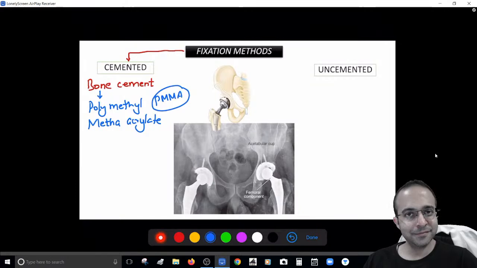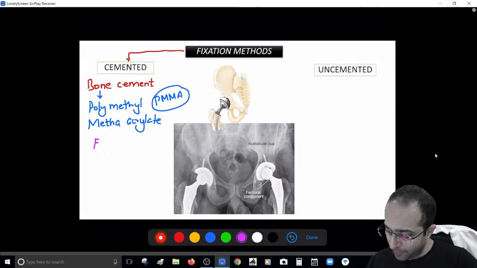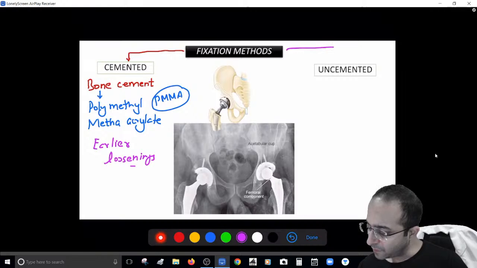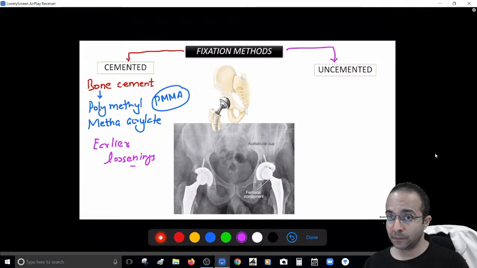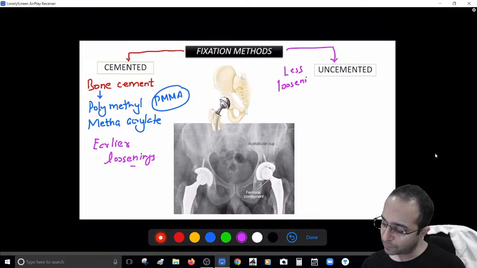The problem was that this design was giving us earlier loosenings, because cement would fail after a few years. So that is why uncemented fixation came in, where you don't use cement and you fix the prosthesis directly. Here you have less loosening rates. And how do you have less loosening rates?